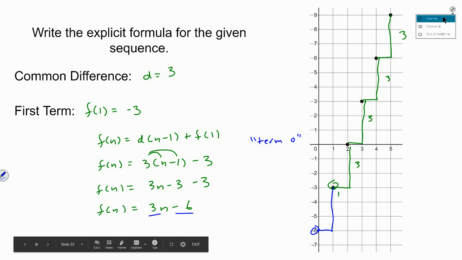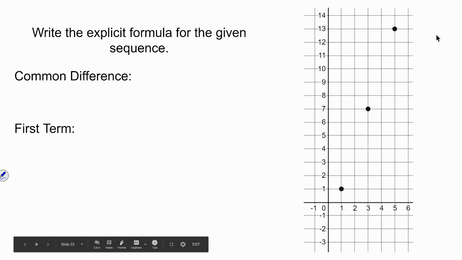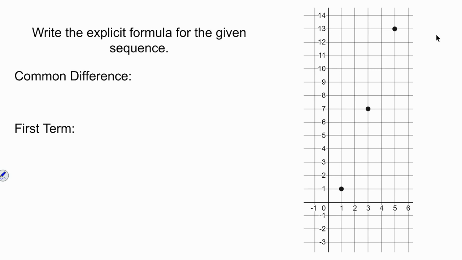Let's do one more. This one's a little trickier. For this one, we have to think a little bit for our common difference. We'll get to that in a second. Let's start by finding our first term. Our first term here is 1, because if I look at 1, my y value is 1. Now, here's the trick. I'm missing a term. I don't have a term 2 here. So I'm going to have to think a little bit about how to get term 2.